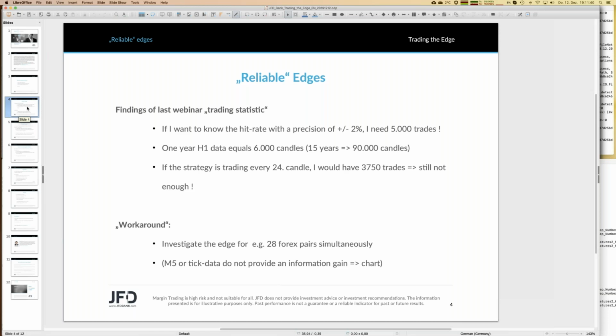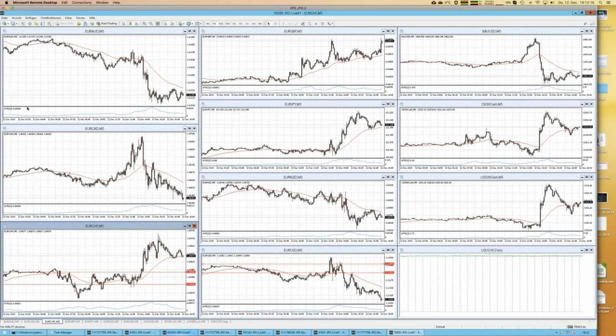Let's see it for that. You may think, okay, we can have many more candles. Let's go down the road to M5 data or tick data. Then at least we have many more data points. But the question is, do we gain additional information? My personal answer to that is, unfortunately, no. I will not give you a real mathematical answer to that. I just want to illustrate it in a chart, so let me jump to a chart.